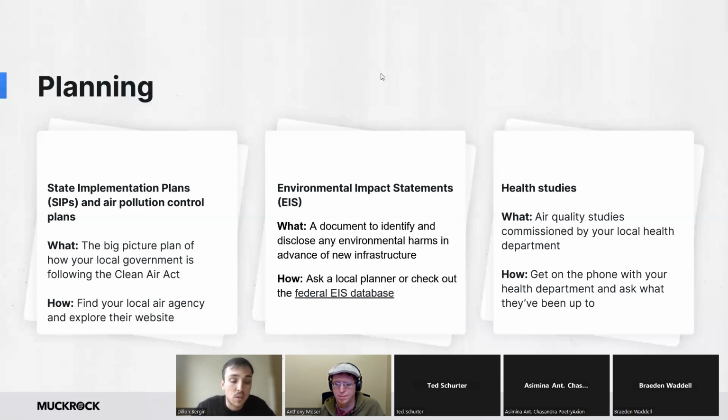So yeah, the easiest way to find these is just to find your local air agency and explore their website. These are usually pretty available on those types of websites.